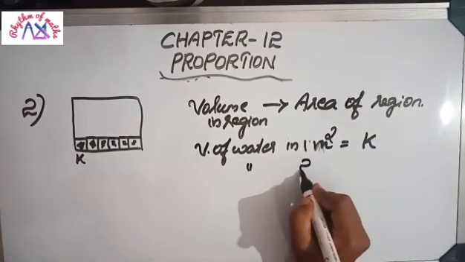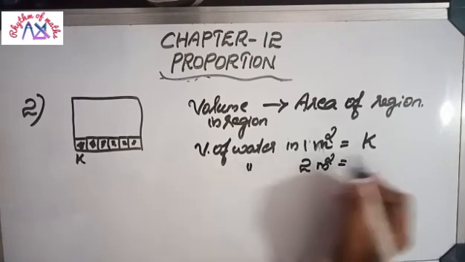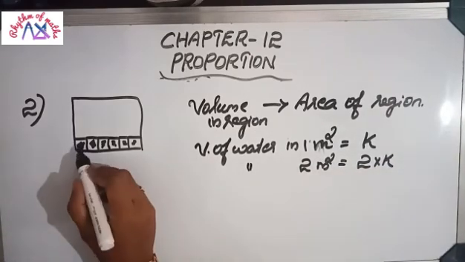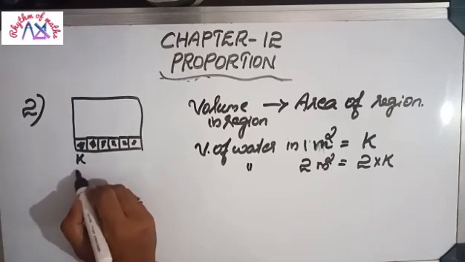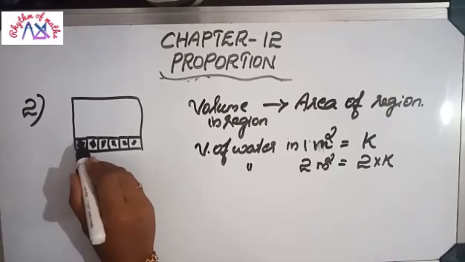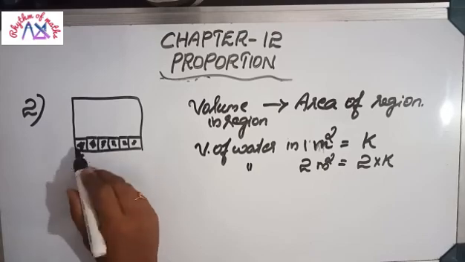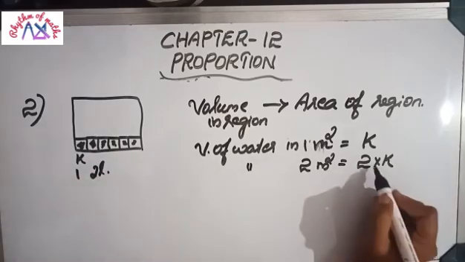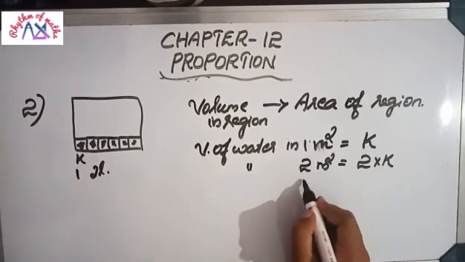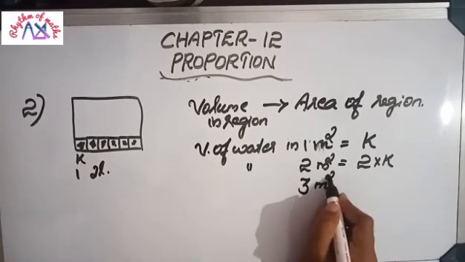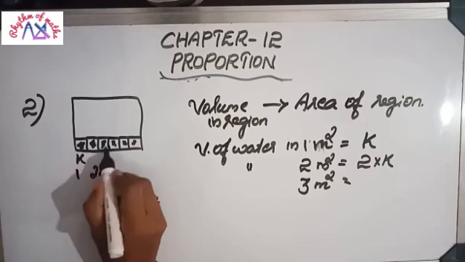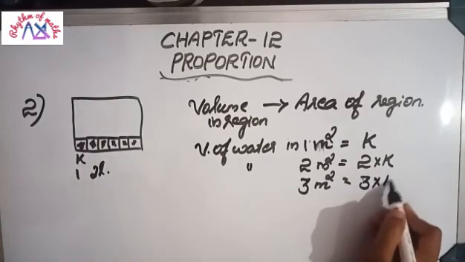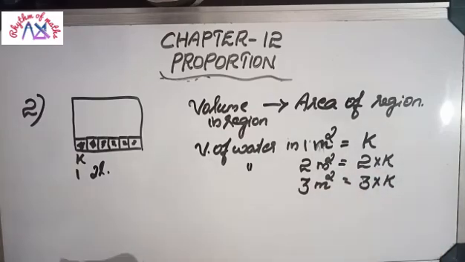Now in 1 meter square it is K, means the volume of water in 2 meters square will be what? Answer becomes 2 into K. For example, if in this region 1 liter water is there, then in this 2 meters square volume of water will be 2 liter, isn't it? That means 2 into K. Now if we are considering 3 meters square, then volume of water will be 3 into K. Like that it will continue.